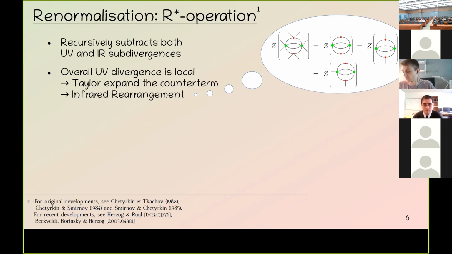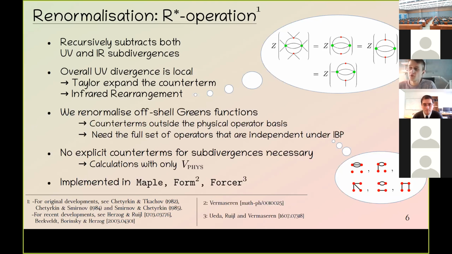All right, so next, since we renormalize off-shell Green's functions, the counterterms that come as outputs of our calculations are typically not in the physical basis. They're also outside this physical basis because off-shell Green's functions are broader than on-shell S-matrix elements. So as counterterms, you will need the full set of operators that are independent under integration by parts. You need the most general Feynman rules for counterterms.